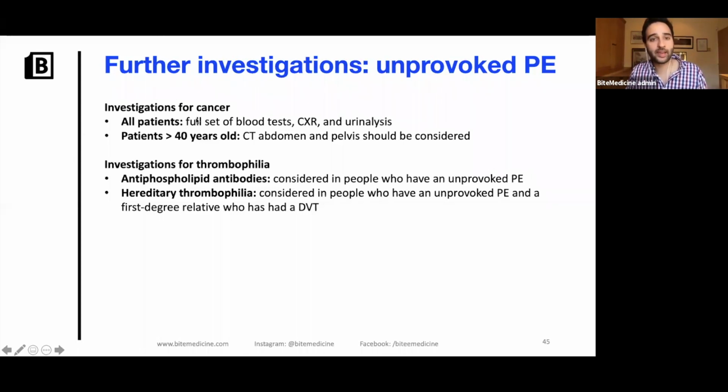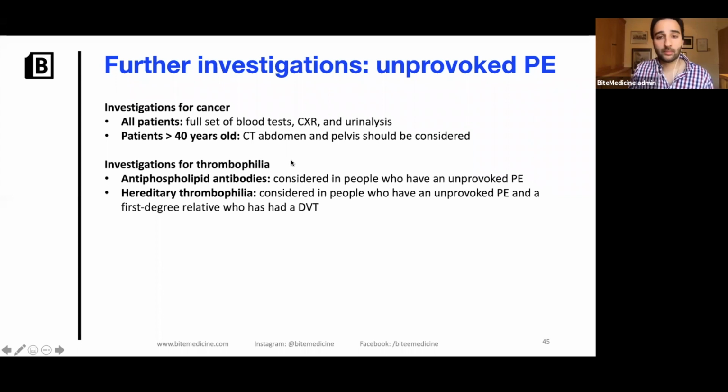So all patients, and these investigations at the top here, including the CT abdo-pelvis, are because you need to investigate for an underlying malignancy. That's because malignancy increases the likelihood of thrombosis. So all patients need a full set of bloods, chest X-ray, and urinalysis. Patients over 40 years old will need a CT abdo-pelvis. Well, they don't need it, it should be considered, because obviously they're in a higher risk group for malignancy.